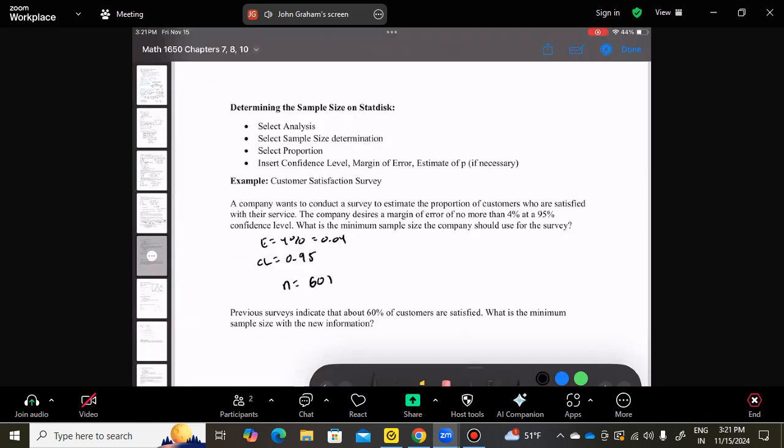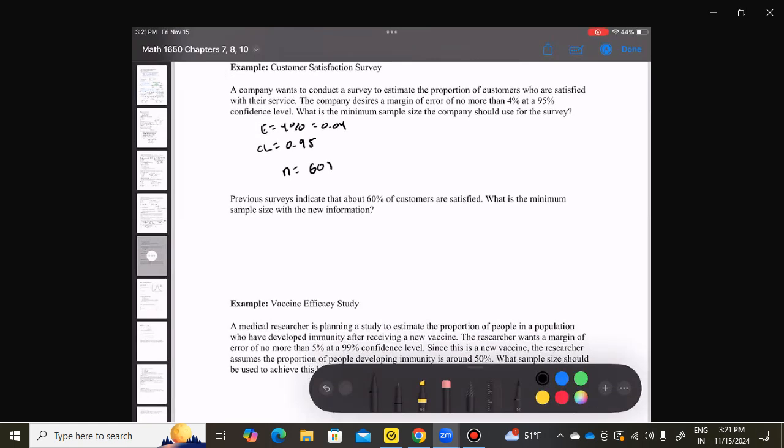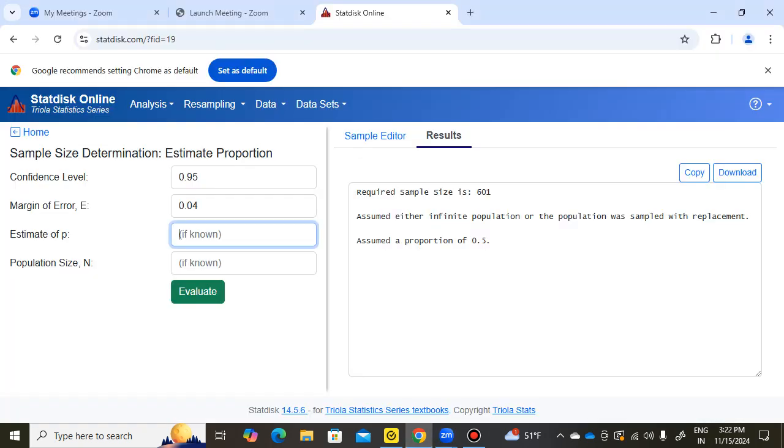Right, let's say previous surveys indicate that about 60% of customers are satisfied. What's the minimum sample size with the new information? So the new estimate of p is equal to 0.6. So we add that in, and it reduces it to 577.